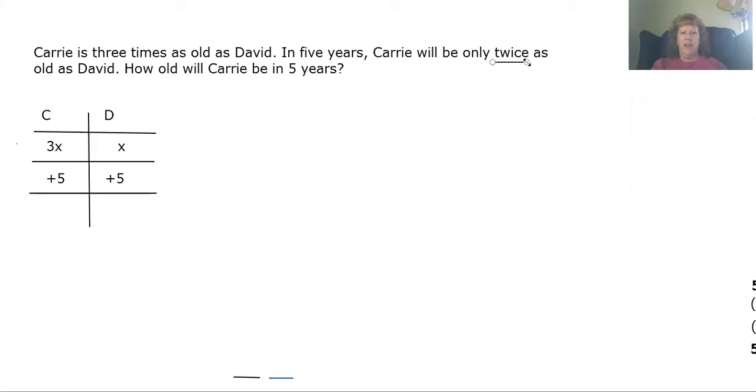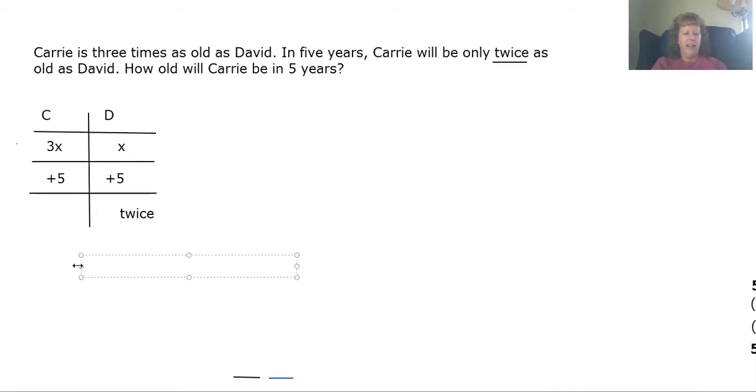as David. And I'm going to do something a little different with this twice. I'm not just going to put down the number 2. I'm actually going to write out the word, and it's always going to go with the person who has the single x. So even though it says Carrie will be, don't worry about where you think the twice is in the sentence, because it's always going to go with the single on the column with the single x. And I've used the word twice instead of the number because as I write out this equation, I want to notice that that's something a little bit different.